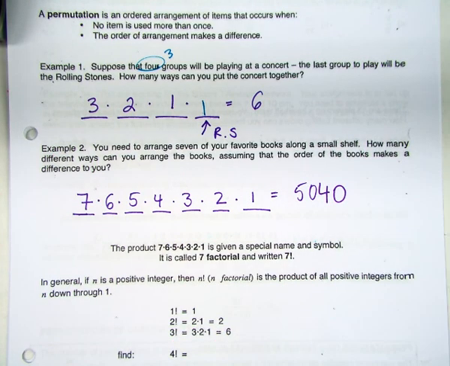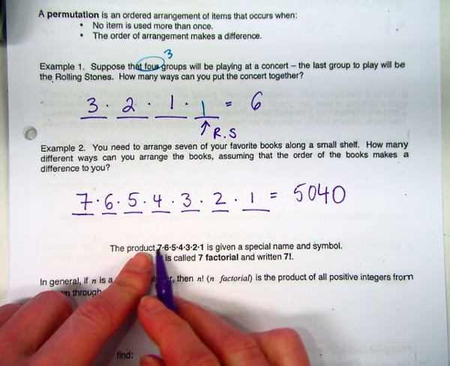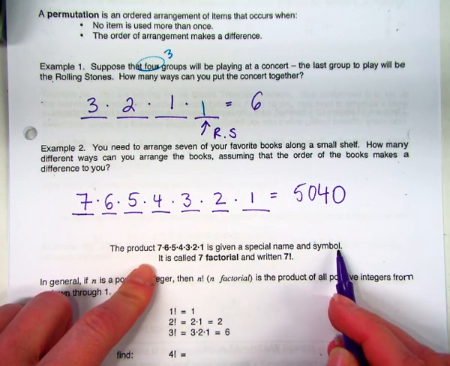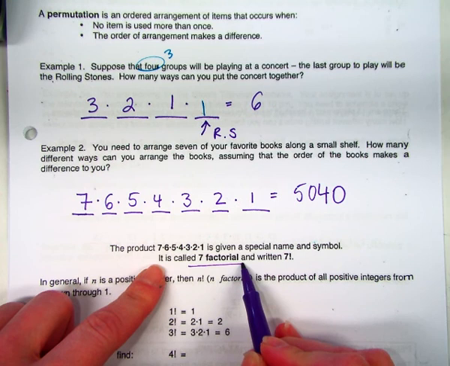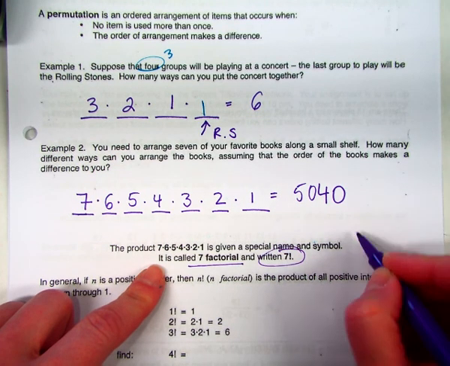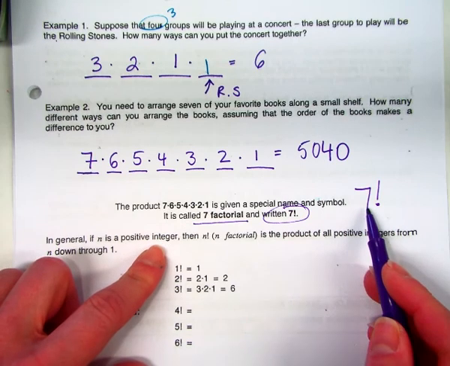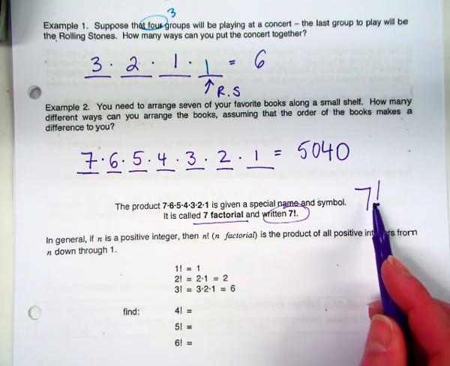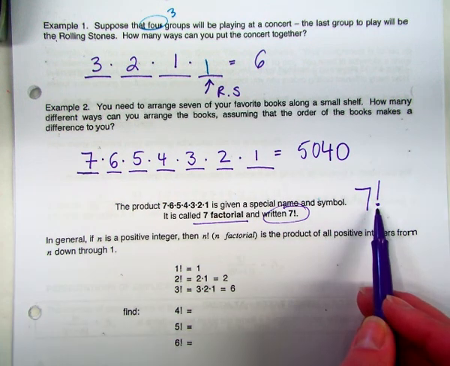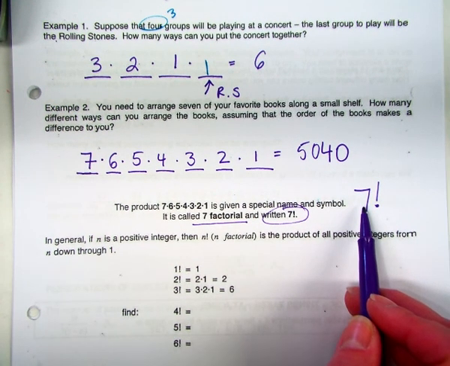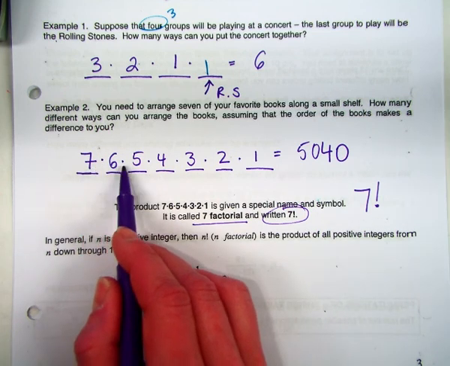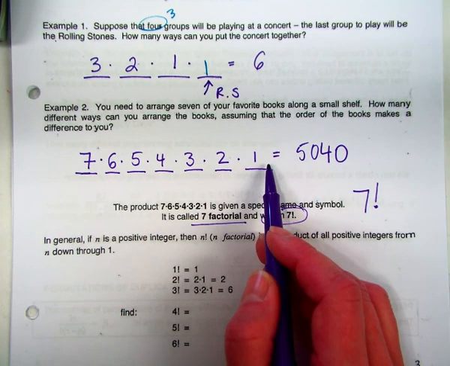That's a lot. The product 7 times 6 times 5 times 4 times 3 times 2 times 1 is given a special name. It is called 7 factorial, and you write it with this little exclamation point. So this does not mean 7 very loud, 7 exclamation point, 7. That's not what this means. In math, what this stands for is that you multiply all the numbers that follow 7. So 7 factorial means 7 times 6 times 5 times 4, all the way up to 1.